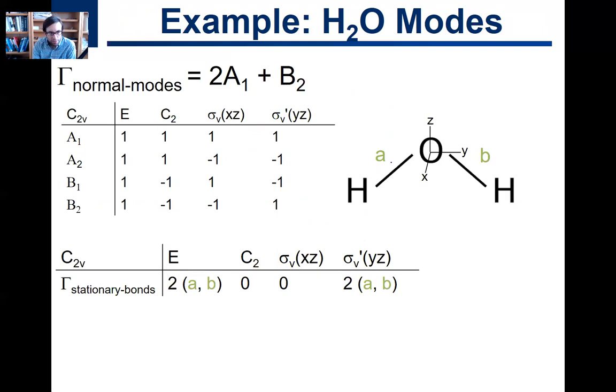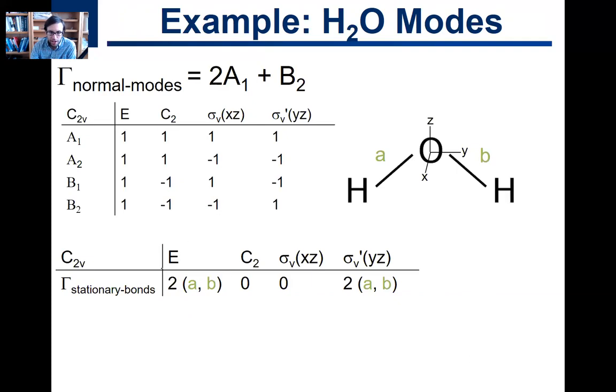We know that before we calculated the water normal modes, 2A1 plus B2. There were 3 of them because 3n minus 6, and there's 3 atoms. 3 times 3 minus 6, that's 9 minus 6, that's 3. And so we can do stationary bonds, right? So we label these as A and B. And then we can ask, what's the representation for stationary bonds? That's to figure out which ones of these are stretches.